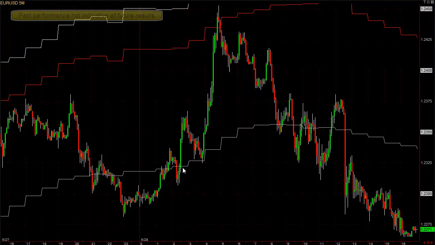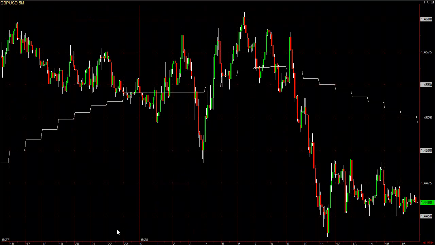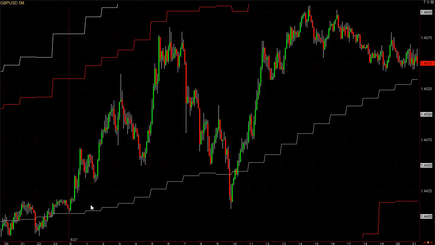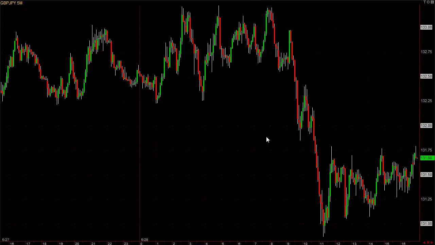Let's look at some other currencies. Pound dollar. When the market is hovering around the hourly and finally breaks up to the upside, it tends to continue. Every once in a while you get a drop through the hourly and it comes back above it. That's usually a pretty good place to get in.